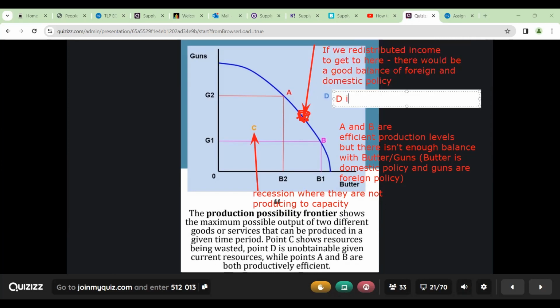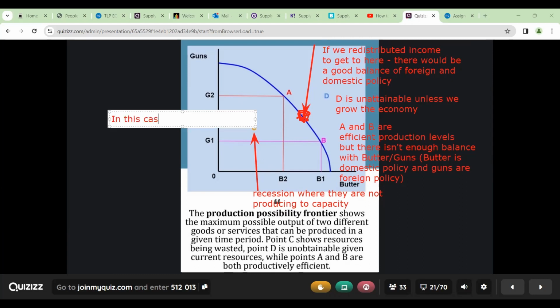And then D is unattainable unless we grow the economy. So that's the production possibilities frontier. That's how it works. So it shows what we'd have to do to get to D here. So we grow the economy and where we should be. In this case, we should be on the middle of the line.